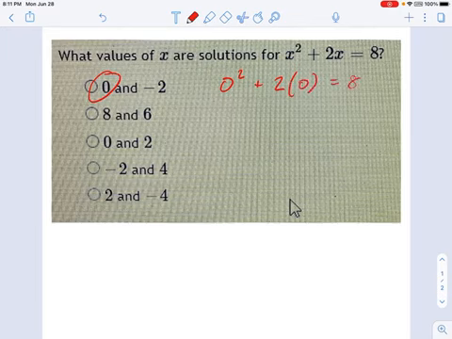Well, that's obviously false because the left-hand side is just going to be 0, right? 0 plus 2 times 0, that's all 0. Does 0 equal 8? No, it's nonsense. So that means anything with 0 in it is not going to work. 0 is not one of the solutions.